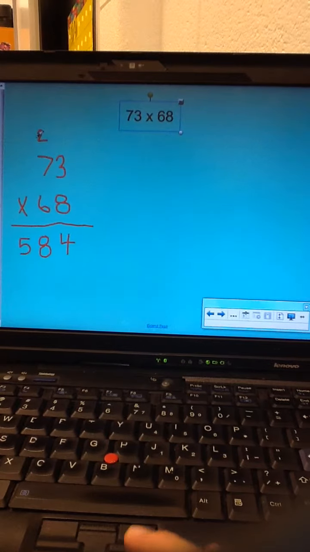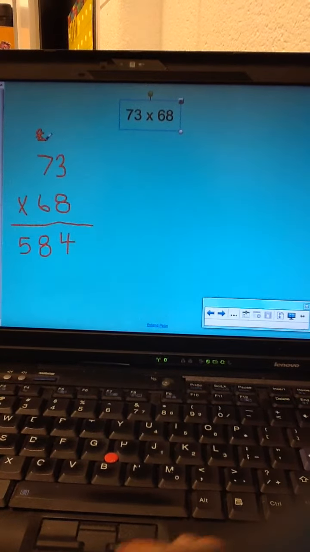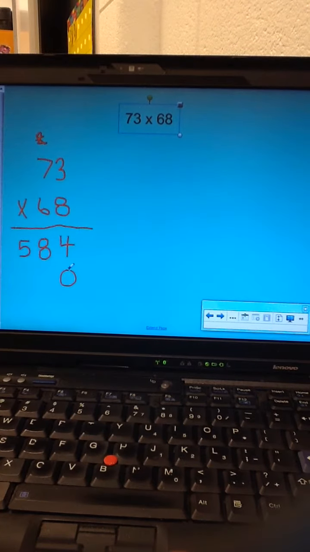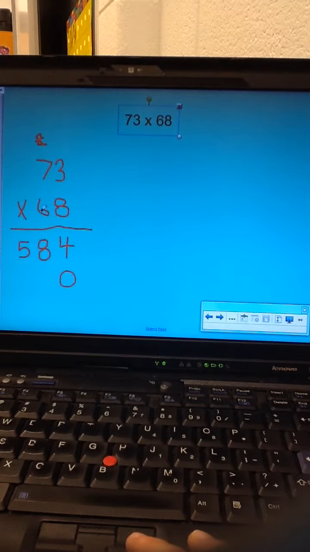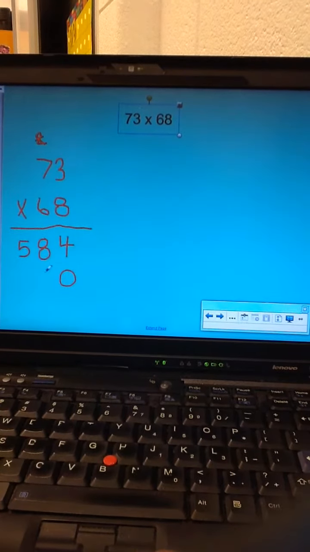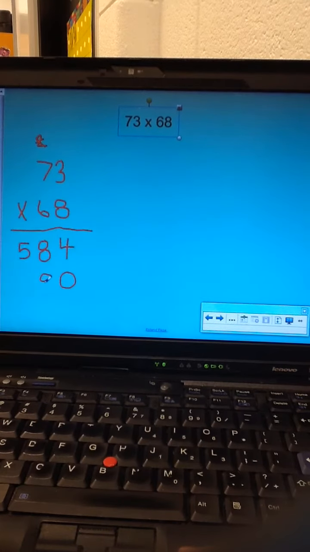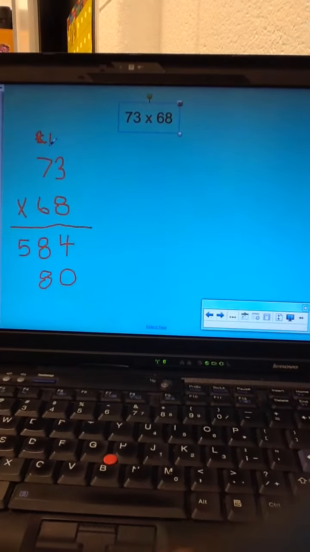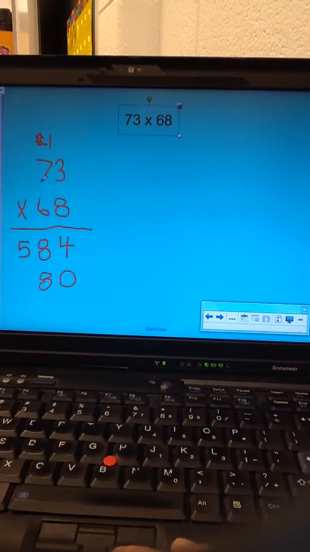Hopefully you said first, the big thing you have to do is bring down that 0 because you are no longer multiplying in the ones place, you've moved to the tens place. Then you multiply 6 times 3, and that is 18. And you carry your 1. Then you multiply 6 times 7, which is 42, plus 1, which is 43.